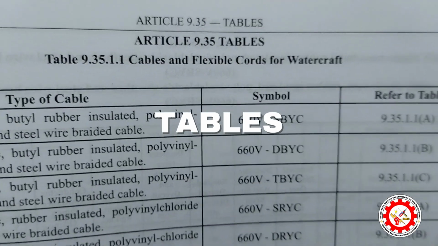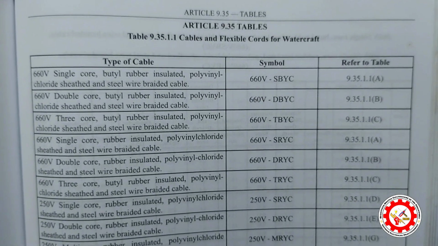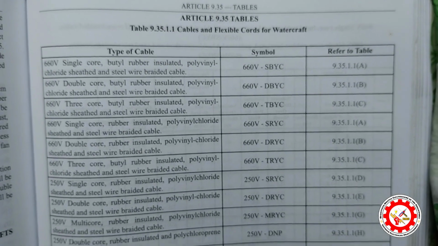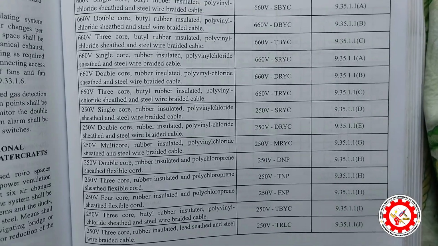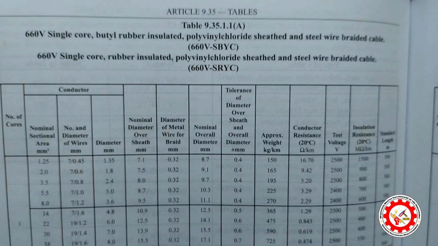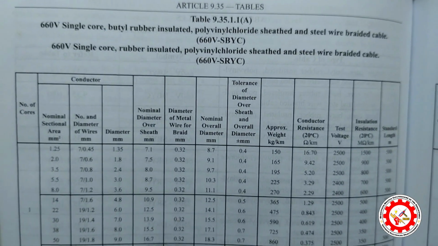Tables. The Philippine Electrical Code contains several tables that provide important information and specifications related to electrical installations. These tables are typically included within the articles of the code and are used to simplify and organize complex information.